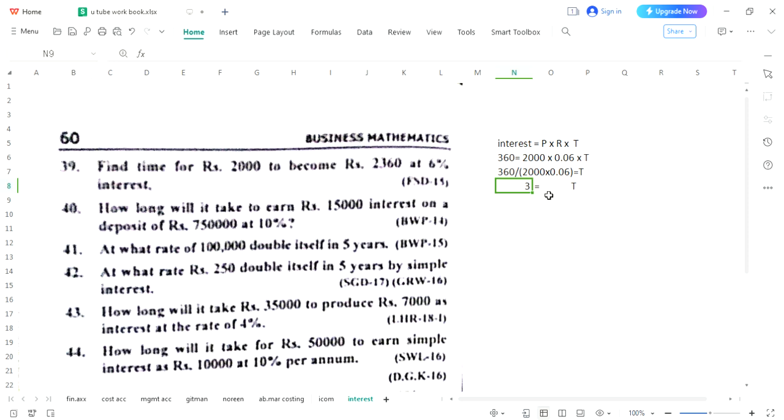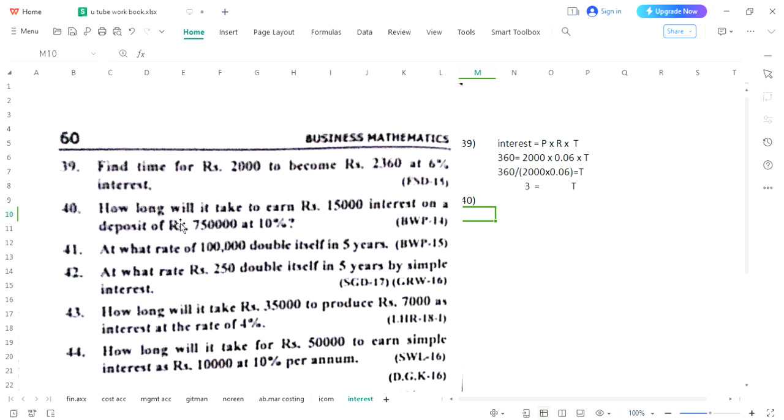Now let's see what the 40th question is saying. We can mention over here, this is the 39th question, and let's put a bracket. After 39, let's see what 40 is saying. Again, we will use the same formula. Interest is equal to P into R into T. Now look at this. How long? How long means how much time?